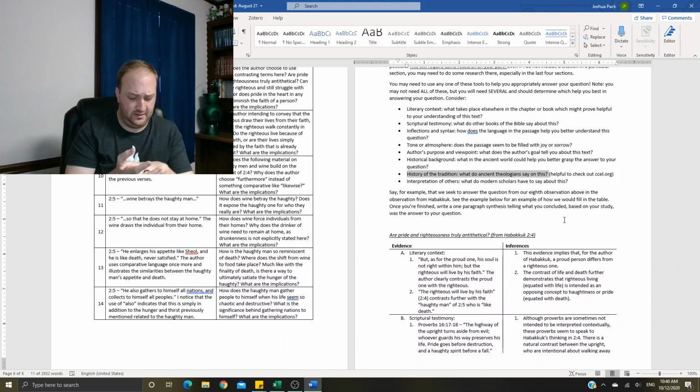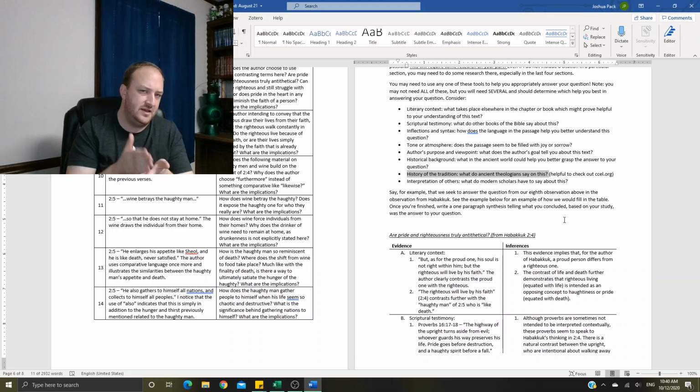You may get writings from John Calvin. You may get writings from John Wesley. Those are more recent. But you also may get writings from Augustine or Origen or Chrysostom or any of these guys that were real heavy hitters in the ancient church. Really, as long as it's more than probably 200 years old, we would consider that to be a part of the history of the tradition.